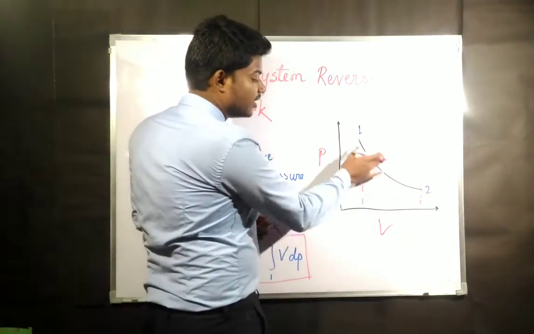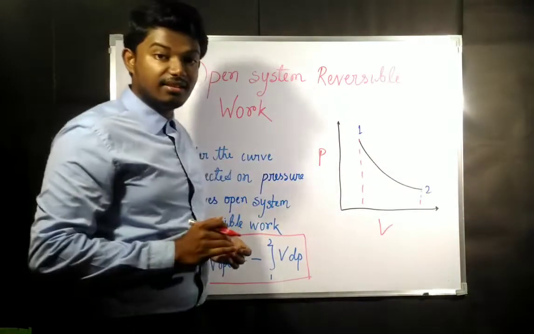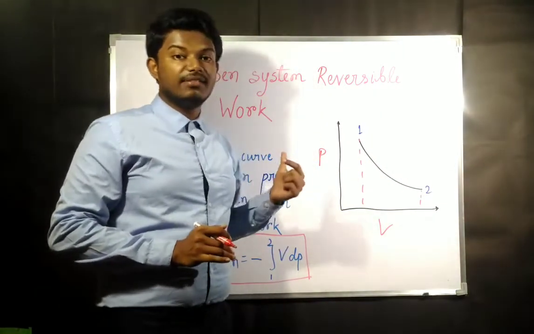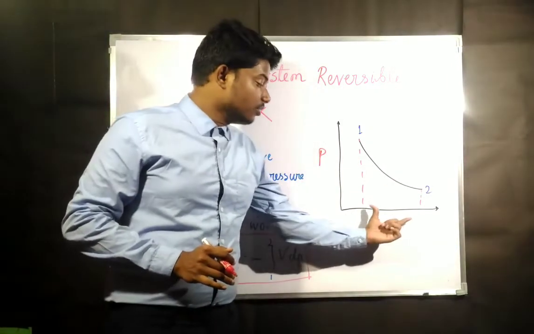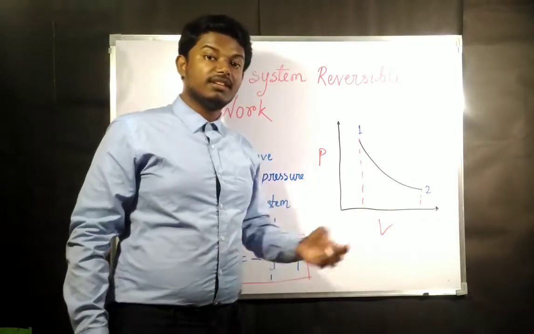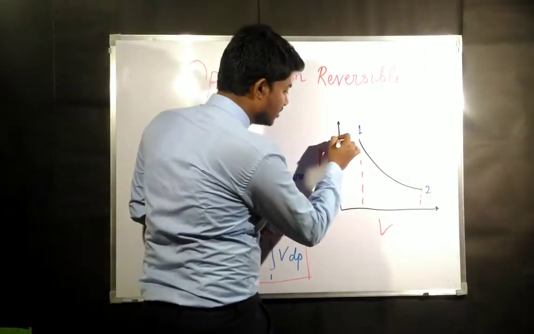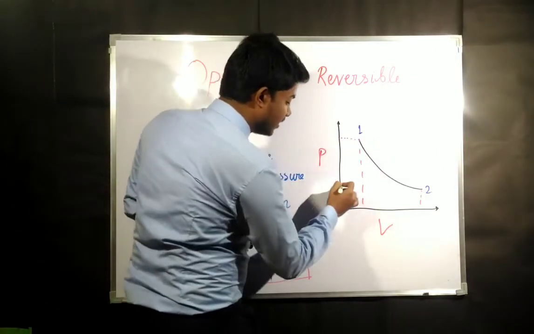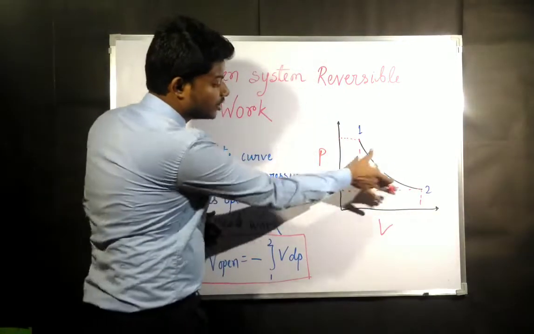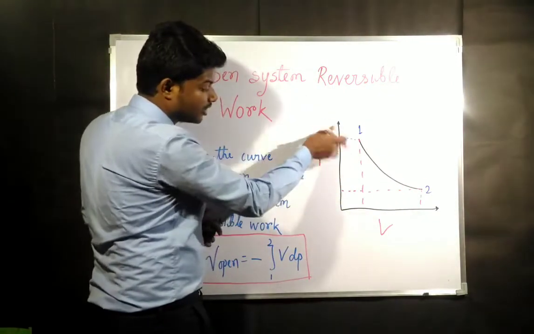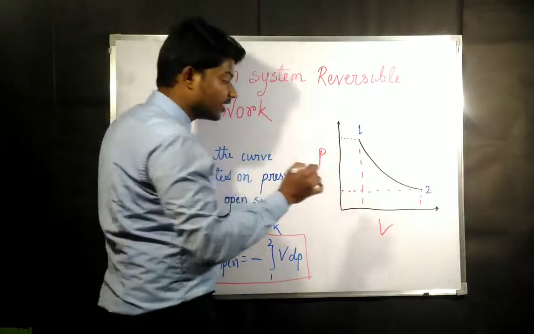If the area under the curve is projected on the pressure axis, then that value will give us the work done in a reversible open system. While if you project it on the volume axis, then it will give us the work done in a reversible closed system. But for an open system, it is the area under the curve projected on the pressure axis.